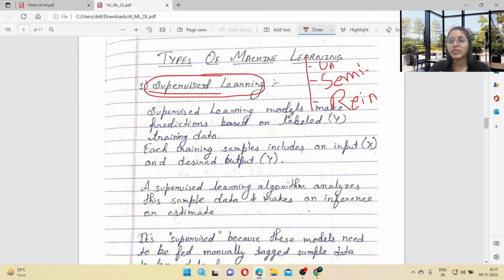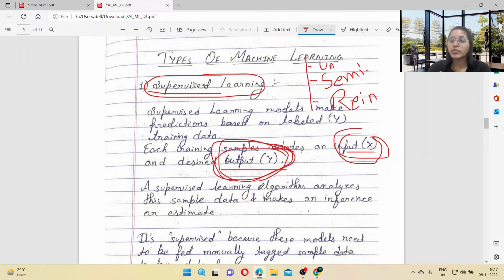labeled data, which means we provide training data as labeled, like each training sample includes an input and the desired output. For each input, what is the desired output? And then after training the model, at the last we predict for a new input, and for the new input we predict the new output.